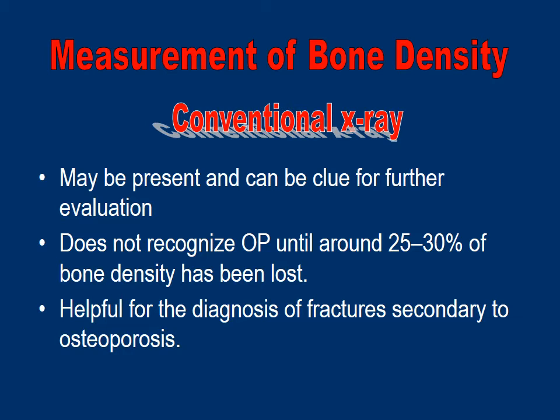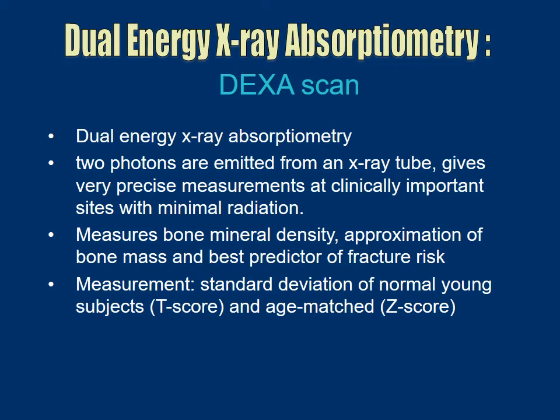So, what is the best method to diagnose osteoporosis or to measure the bone mineral density? It's DEXA. What's DEXA? DEXA is dual energy X-ray absorptiometry. Two photons are emitted from an X-ray tube and give very precise measurements at clinically important sites with minimal radiation, which are three important sites: the lumbar vertebrae from lumbar 2 to lumbar 4, the hip area around the head and neck of the femur, and the distal forearm, the lower distal radius and ulna.